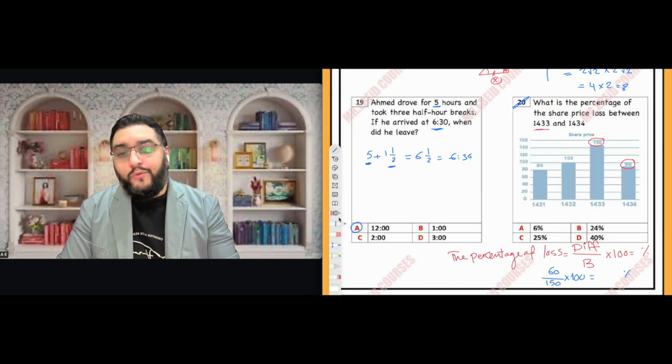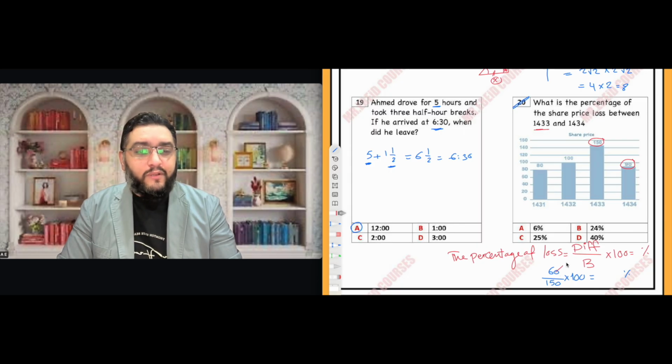Now we will simplify. You can cross the 0 with the 0. Divide by 3, it will be 2. Divide by 3, it will be 5. Divide by 5 from the denominator, it will be 1. Divide by 5, it will be 20. So the final answer is 2 times 20, which equals 40%. So the answer is 40.